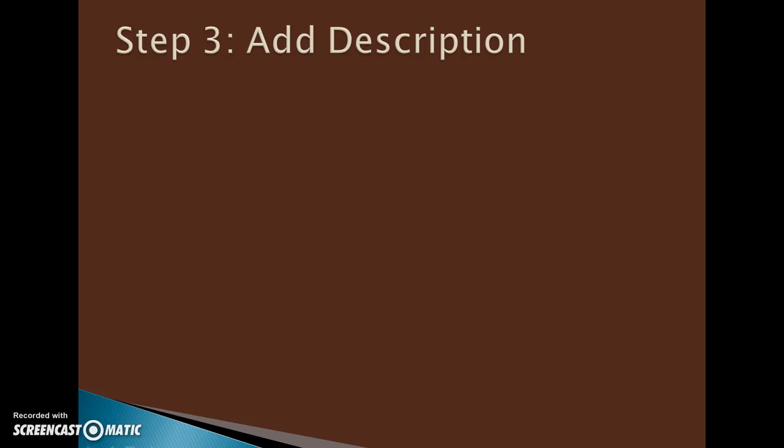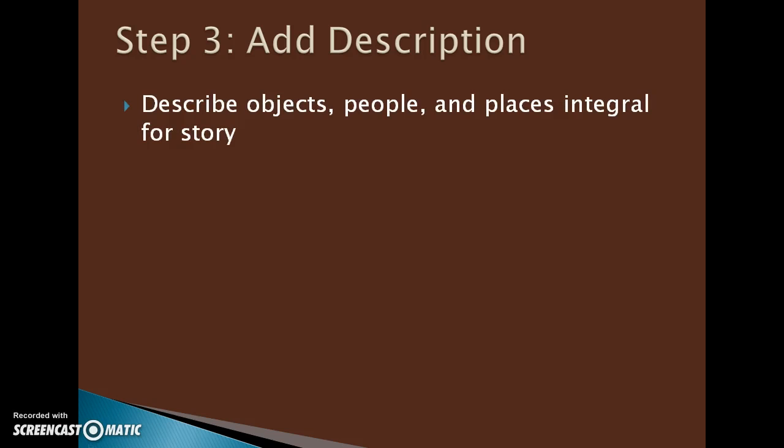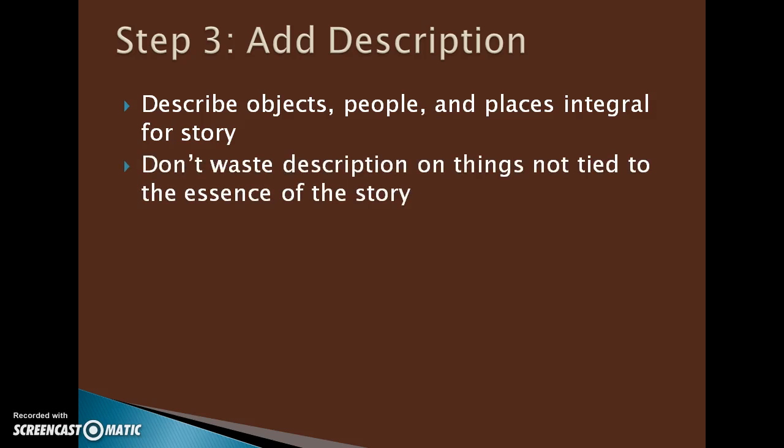The third step is to start adding description. Once you have the basic bones of your story, then you want to start adding more to it. So description would include any paragraph or sentence or anything that describes an object, people, places, anything that's integral for the story. What you don't want to do, though, is waste a lot of description on things that are not tied to the essence of the story. So if it's not terribly important, don't include it in description. Focus your description on things that carry the story along.